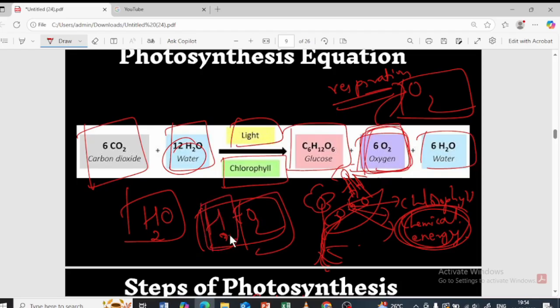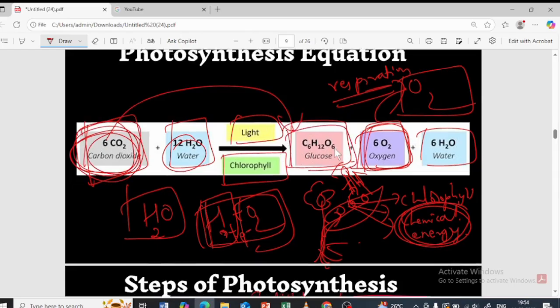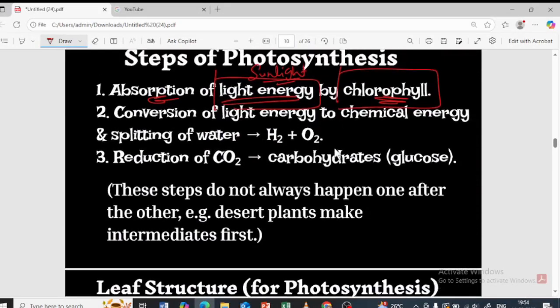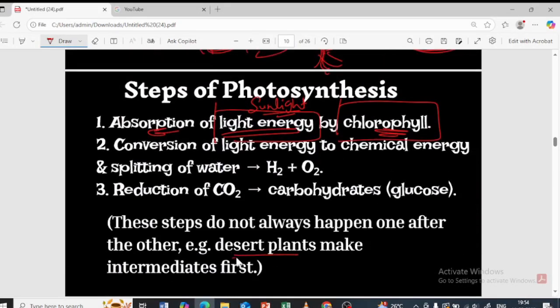This hydrogen along with some of the electrons uses the energy, and then it reduces this carbon dioxide to what? This glucose. It reduces this carbon dioxide to this glucose. Yes, that is going to take place. Okay, and in the case of the desert plants, these steps are not going to take place immediately, but one after the other.